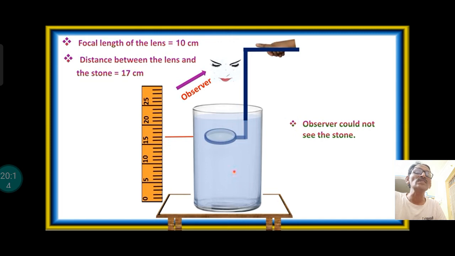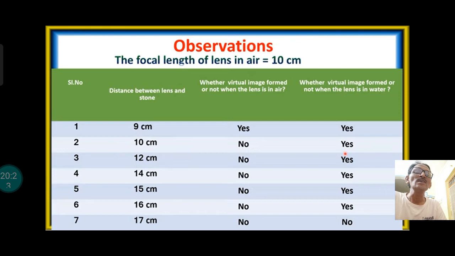So from this activity, we can understand that the focal length of the lens depends upon the surrounding medium. Looking at the table here, at 9 cm, yes, we can see the stone. At 10 cm, the virtual image formed in air cannot be seen. For 12 cm in air, we can't see. For 14 cm, we can't see. For 15, 16, 17 also, in air without water, we can't see the image of the stone.